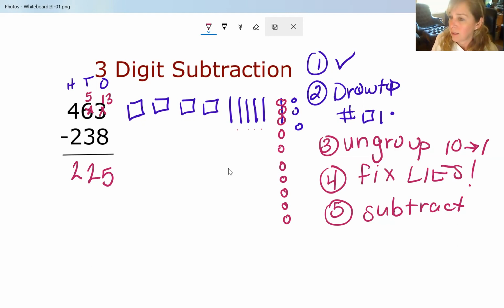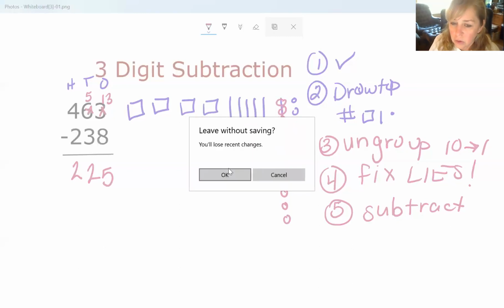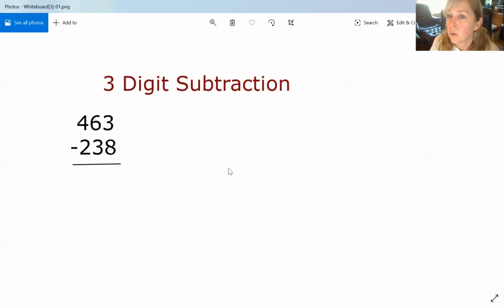There are other cases where you don't have enough tens, and we, in another lesson, will look at that. So hopefully this explains and helps you with your 3-digit subtraction.